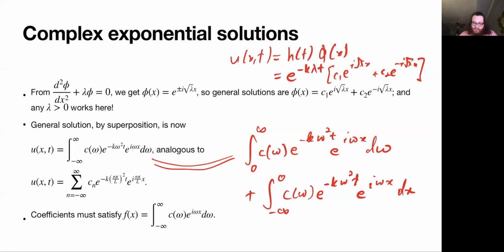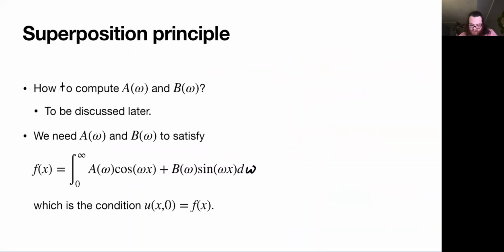Cool. So that's the introduction. In the next section, if we work with these objects, sure, they satisfy the PDE, which you can verify just by taking derivatives, plugging in, seeing what happens. The question is, how do we actually compute these coefficients c omega as well as a omega and b omega? And so that'll be the topic of the next section.